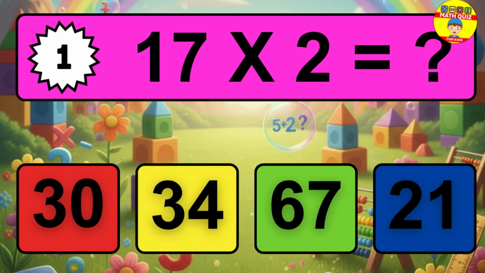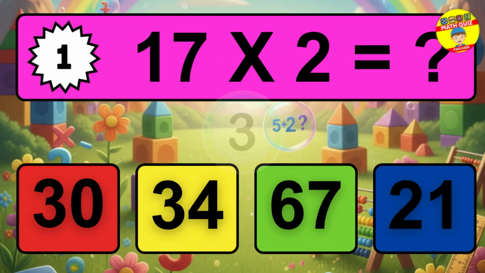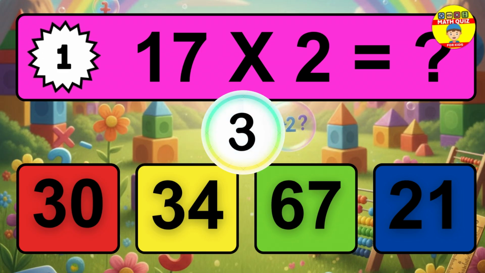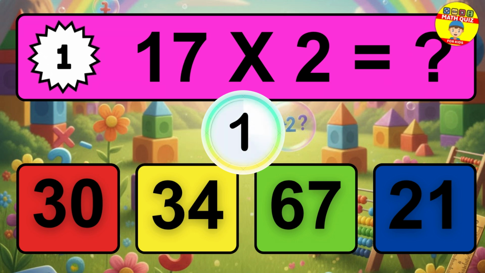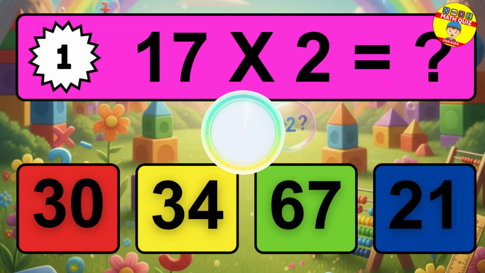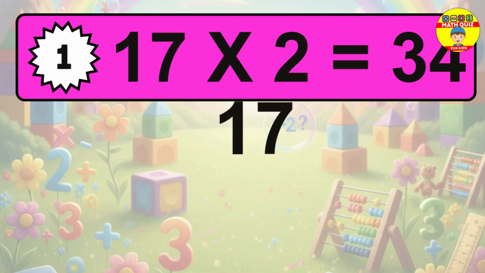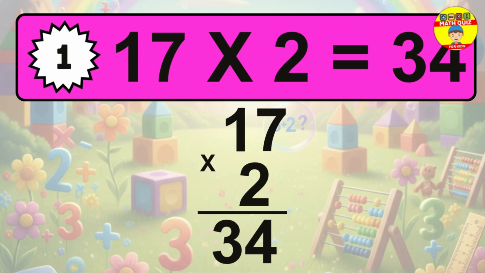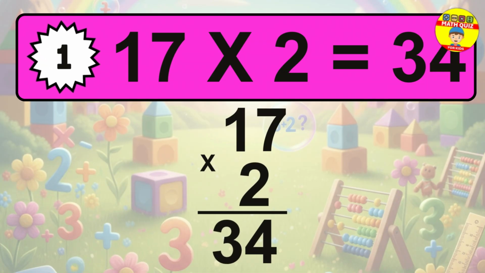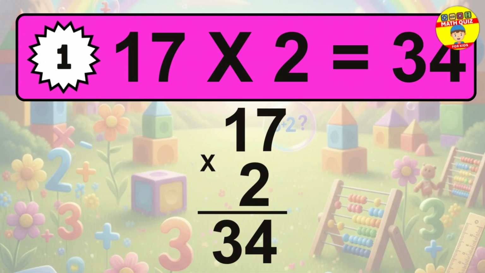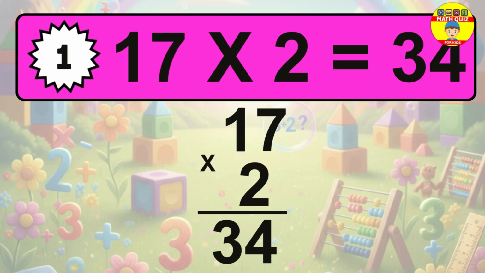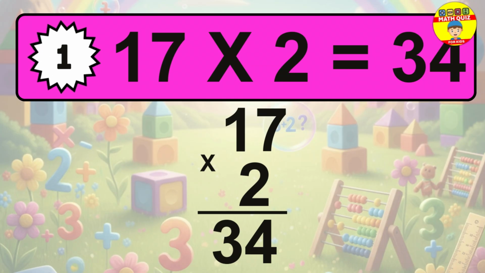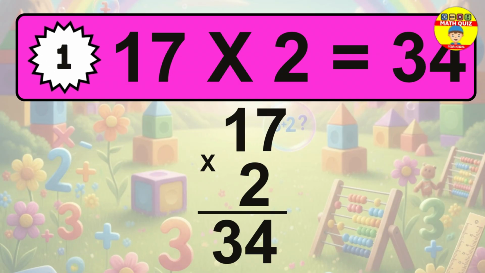Question 1. 17 times 2 equals what? So, the answer is 17 times 2 is 34. To calculate, we have 17 groups with 2 balls each one. So, how many balls do we have? 34 balls.